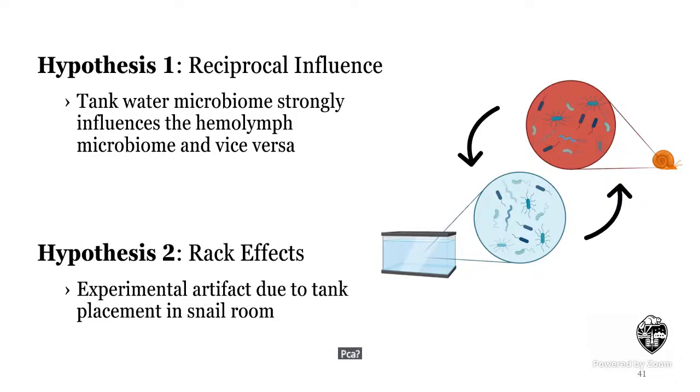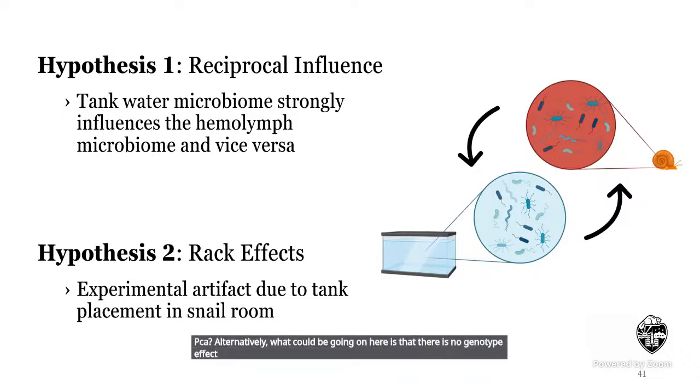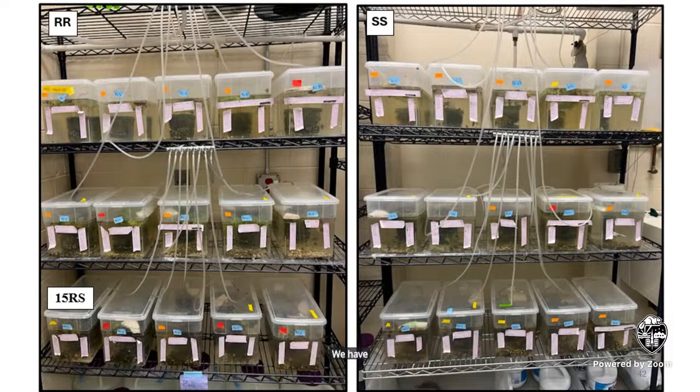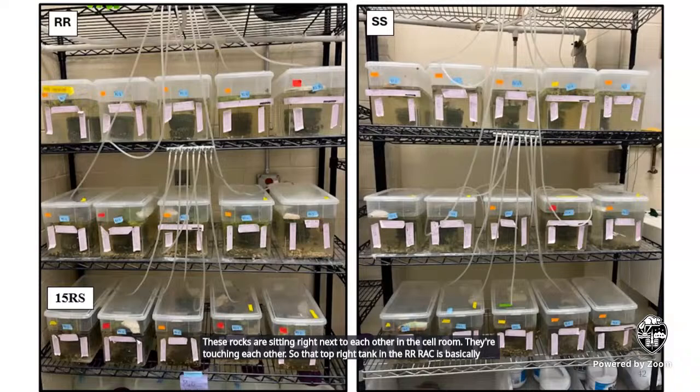Alternatively, what could be going on here is that there is no genotype effect, but instead the effect we're seeing is due to an experimental artifact. Here's a picture of what our snail tanks look like in our snail room. We have all of the RR tanks on one rack and all of the SS tanks on another rack. These racks are sitting right next to each other in the snail room. They're touching each other, so that top right tank in the RR rack is basically touching the top left tank in the SS rack.